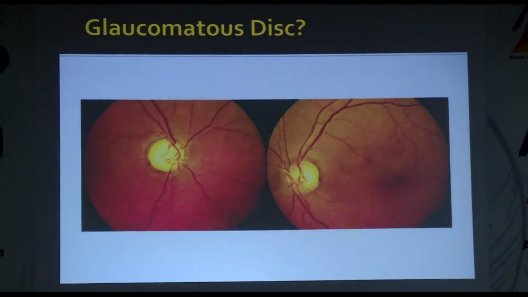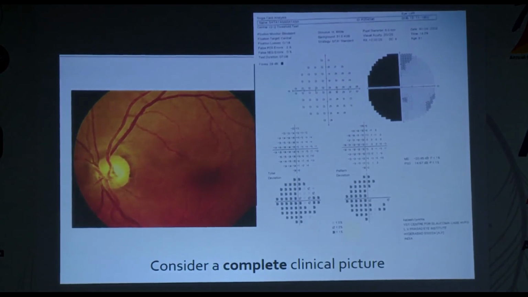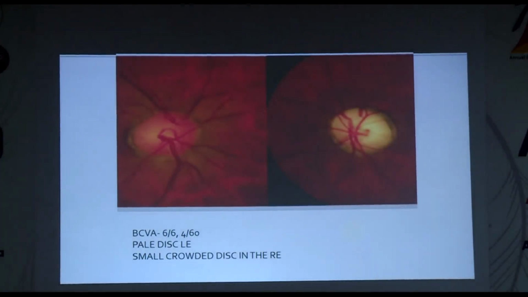They will be supported with typical neuro-ophthalmic field defects, and you can also check the color vision just to be sure. Now what about these discs? Do they look glaucomatous? So they are unusually too pale. So always consider the complete clinical picture when in doubt.